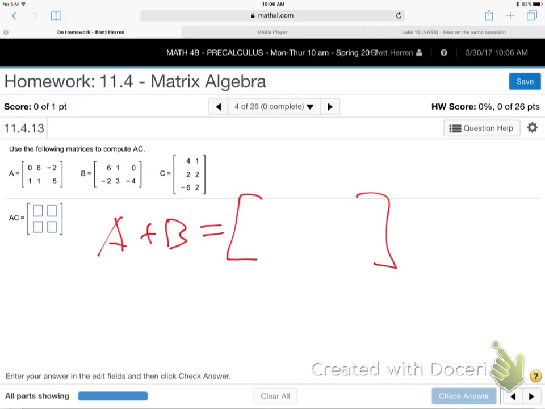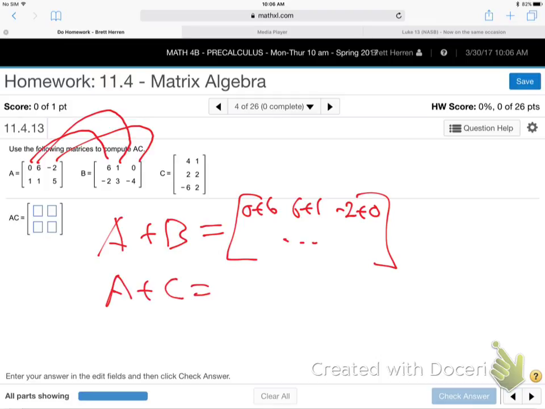Yeah, entry by entry, corresponding numbers, right? Like the 0 and the 6 would just add. And the 6 and the 1 would just add. And the -2 and the 0 would, etc. Right? That was really easy. That's how you and I would have made it up, huh?